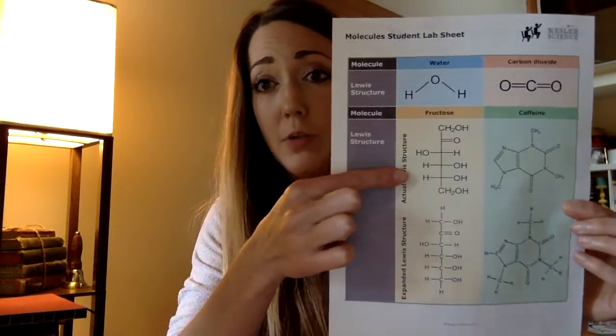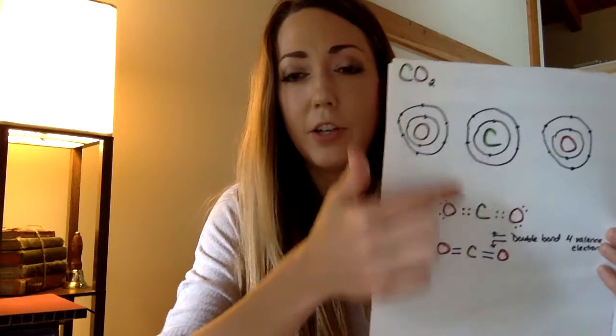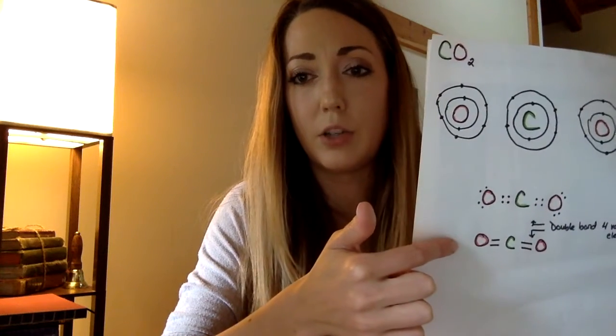So, next up is fructose and caffeine. Now, hopefully we're seeing how the electrons translated to this, which translated to this. Because both fructose and caffeine are what we would call complex molecules. The ones we just did, simple, right? That wasn't very complex. Those are very simple. What we're about to make is very complex.